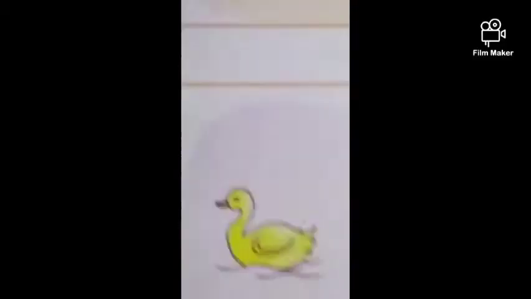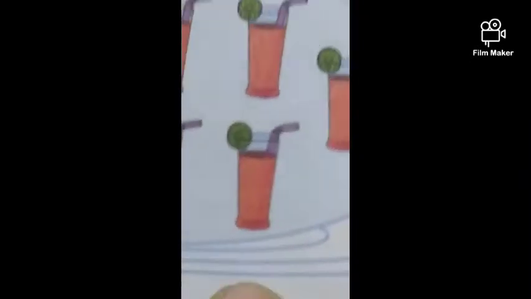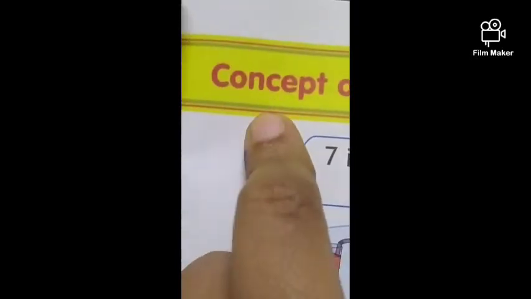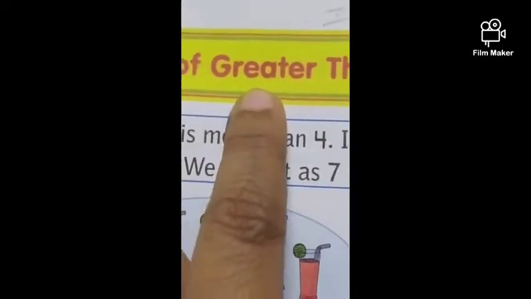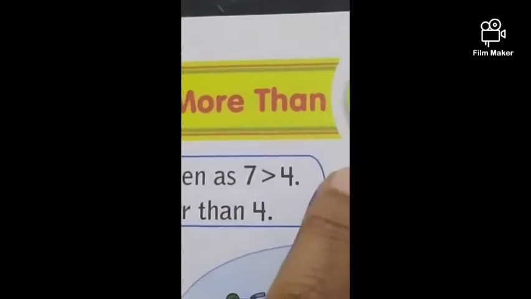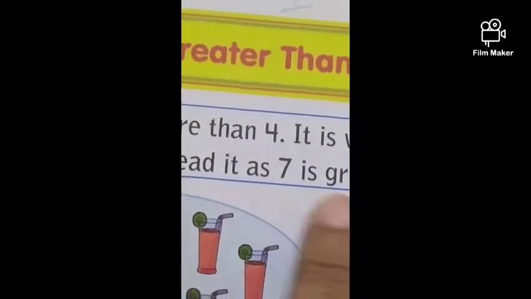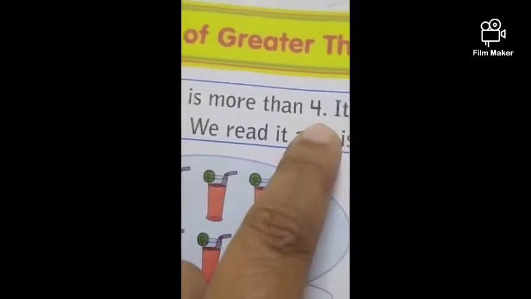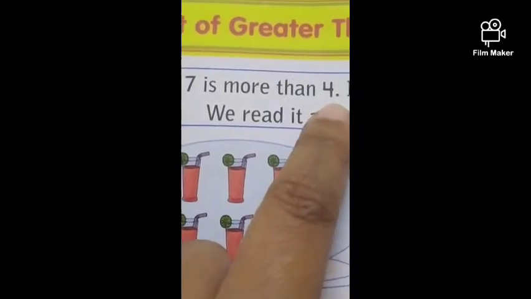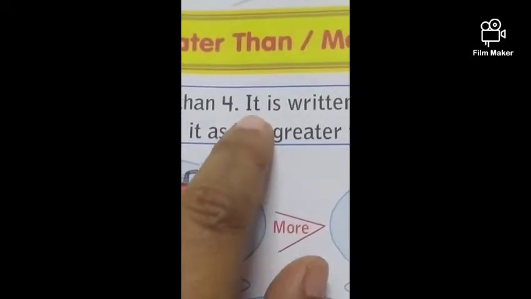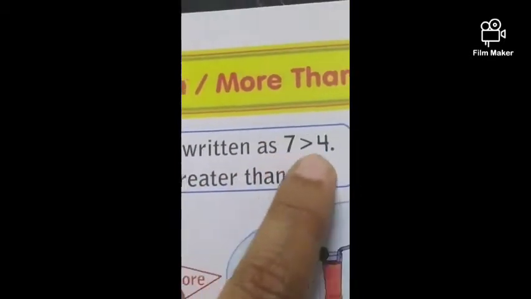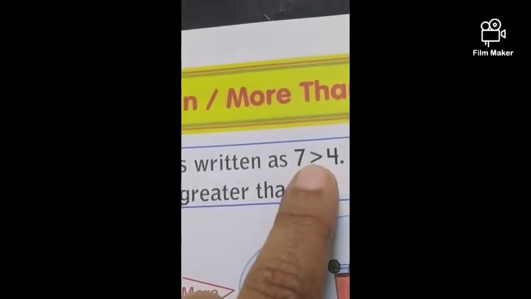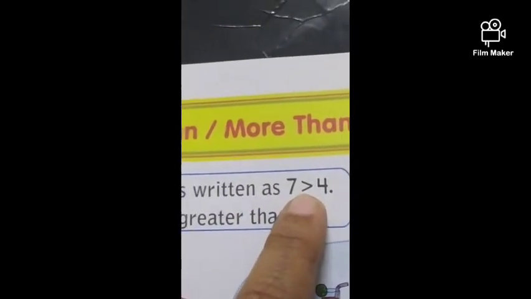Okay. Open page number 39 of your maths book, and our topic is the concept of greater than, more than. Greater than is also known as more than. Now read this. 7 is more than 4. It's true. It is written as 7 is greater than 4. So which sign is this? This is the sign of greater than.